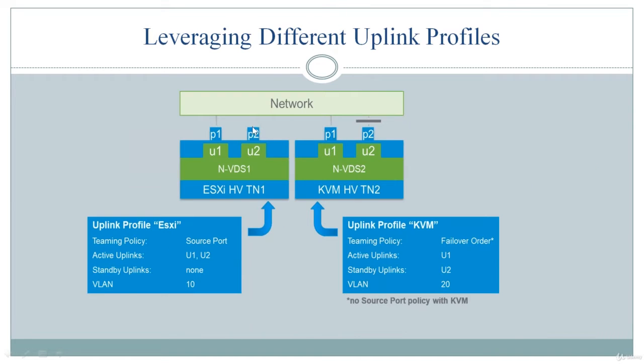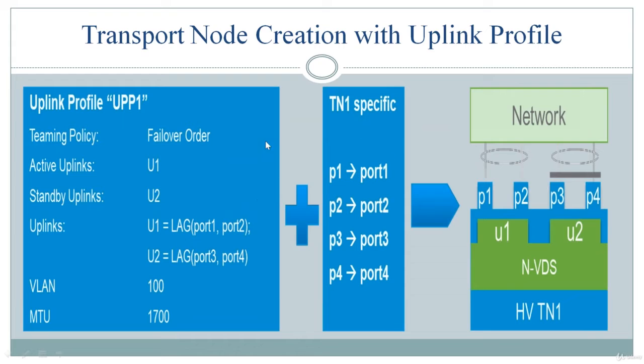In the same way, we have to create the uplink profile. Again, I'll create one new uplink profile for ESXi and KVM. So let's do this. Let's do the first task first, and then we'll do the second task. Let me log into the NSX Manager, and from there we'll create this profile.